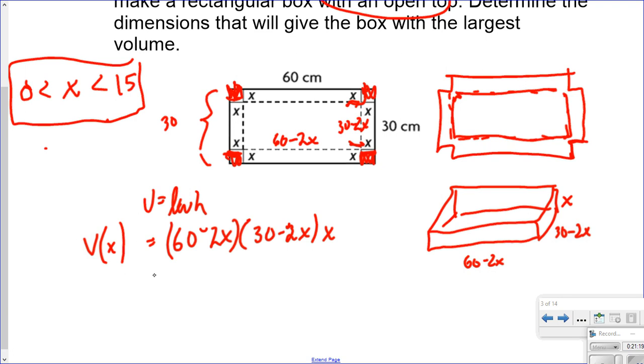Okay, let's expand this. I'm going to do all the work here to expand it. I've done this already, so I won't talk through this. I'm just doing FOIL on it.